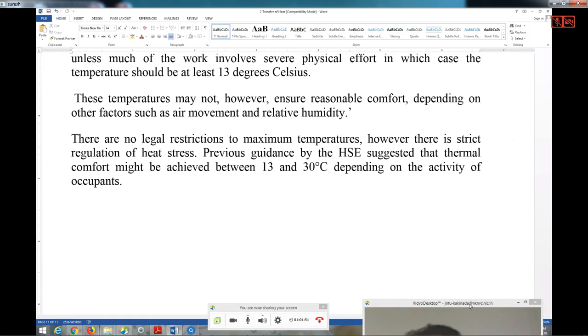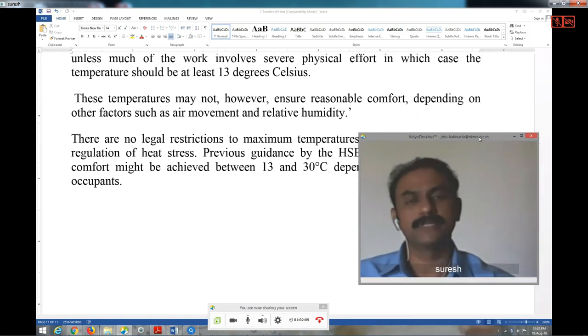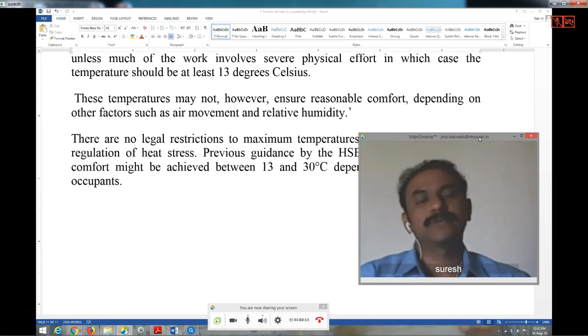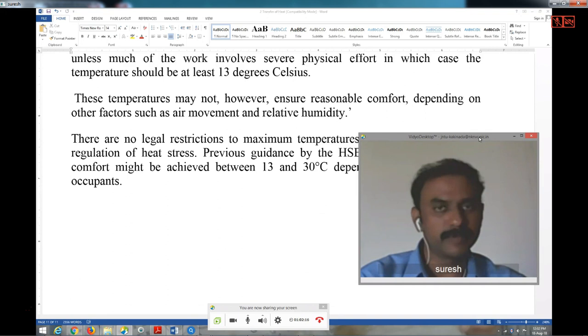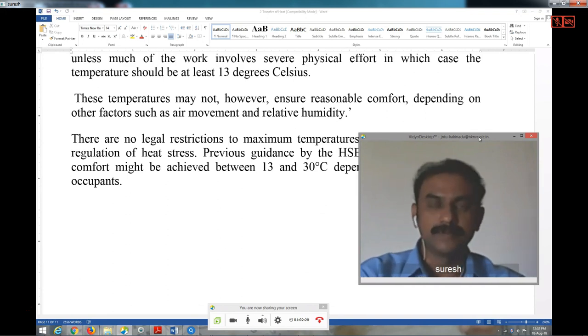However, there is a strict regulation on heat stress. Previous guidance of the HSC suggested that thermal comfort might be achieved between 13 degrees centigrade and 30 degrees centigrade, depending upon the activity of the occupants. That's why, whenever we control the temperature in our room with air conditioners, the minimum temperature for some ACs is given as 16 degrees centigrade, and the maximum is fixed at 30 degrees centigrade.